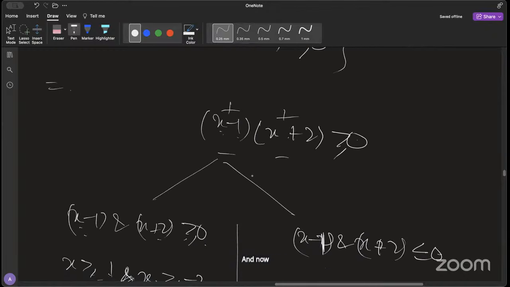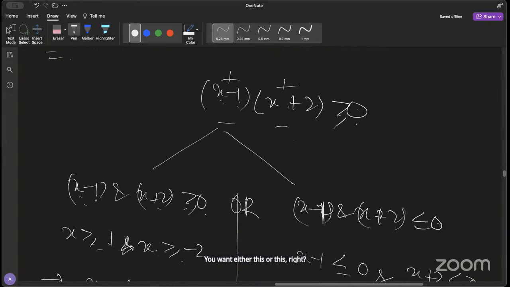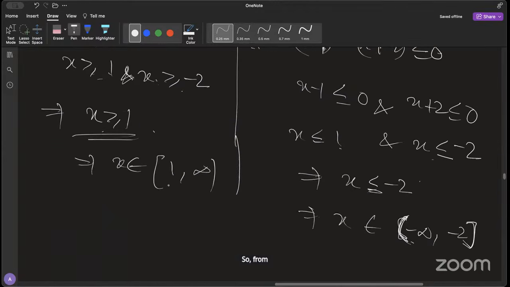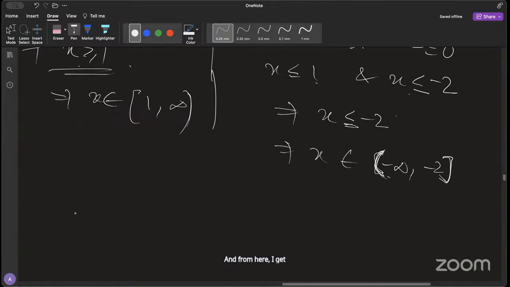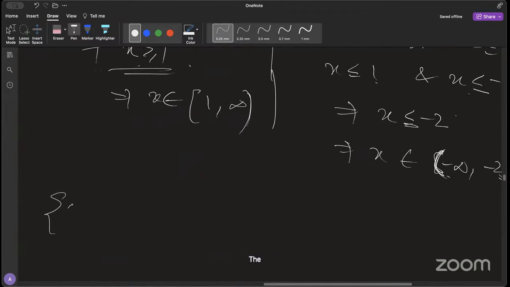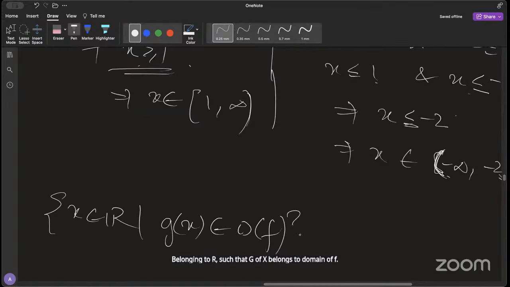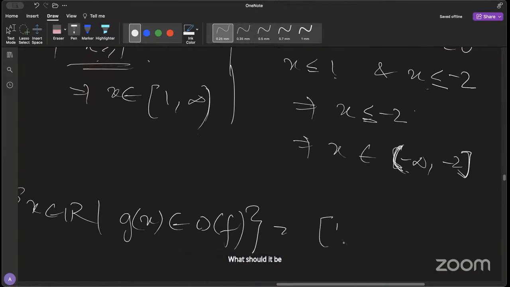And now what does this tell us? This tells us that if you want this thing to be greater than 0, you want either this or this, right? Either I want both the factors to be greater than 0 or I want both the factors to be less than 0. So from here I get this interval and from here I get this interval. That means the set that I'm looking for, x belonging to R such that g of x belongs to domain of f, should be equal to 1 to infinity.